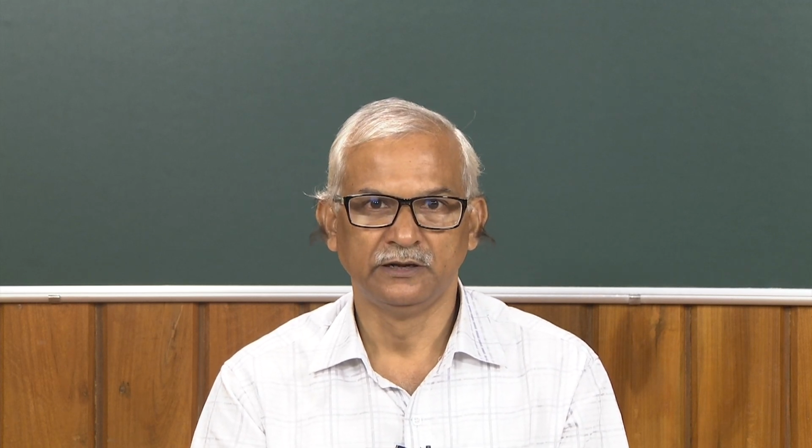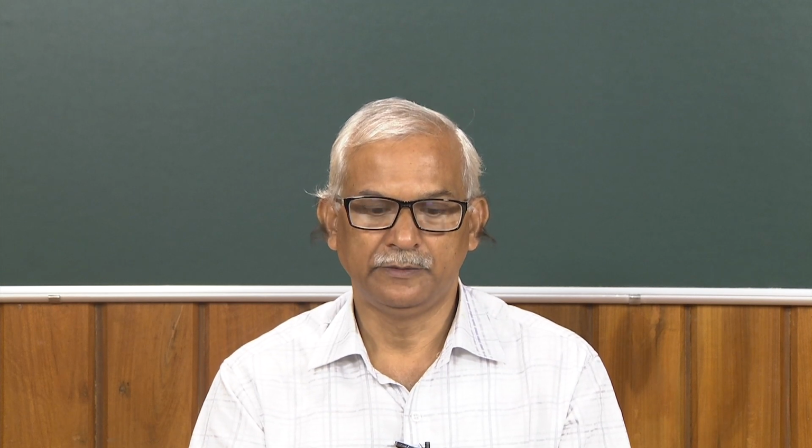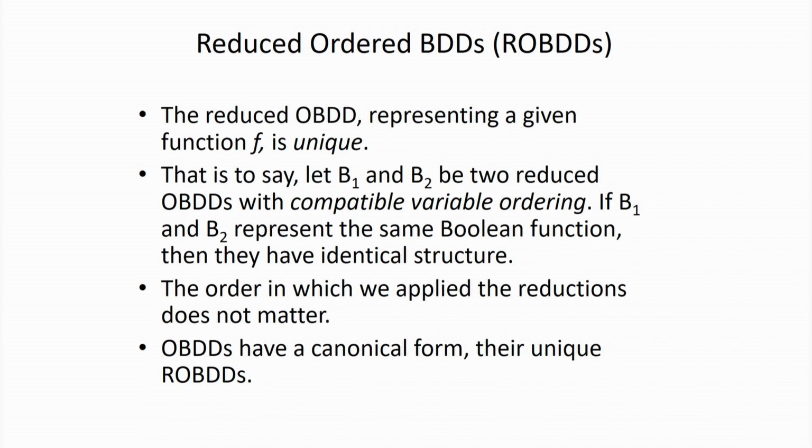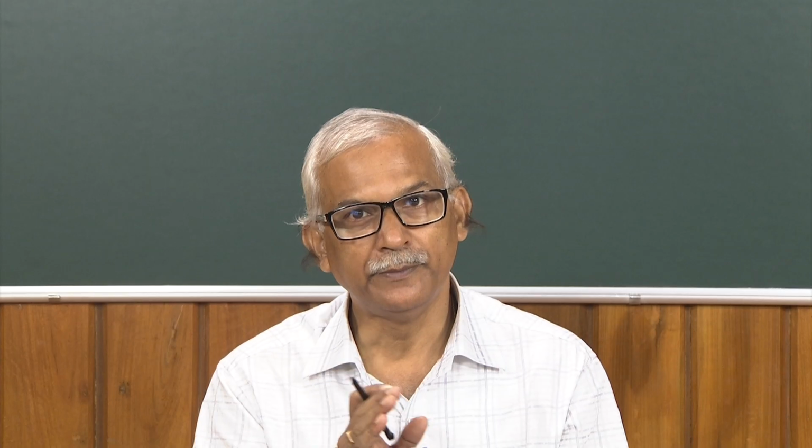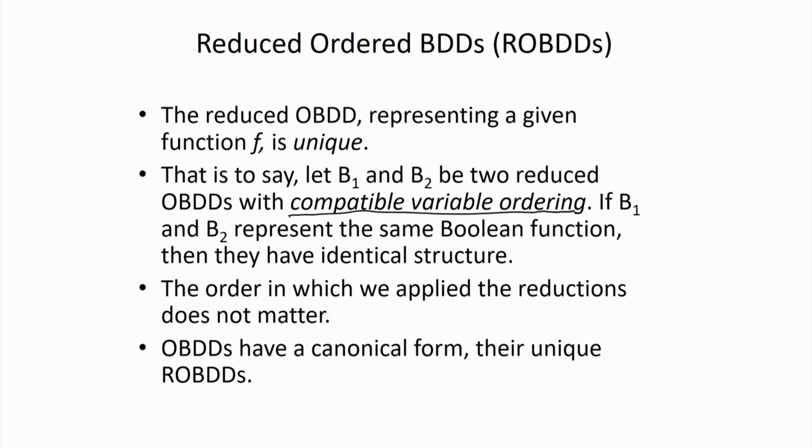Now, secondly it says that let B1 and B2 be two reduced ordered BDDs with compatible variable ordering. So, what is that compatible variable ordering? That means, whatever variable ordering we are using for B1, the same variable ordering we are using for B2. Then in that particular case, we are having an identical structure. If two BDDs are a representation of the same function and both have compatible variable ordering, that means both have the same variable ordering, then the structure is the same.